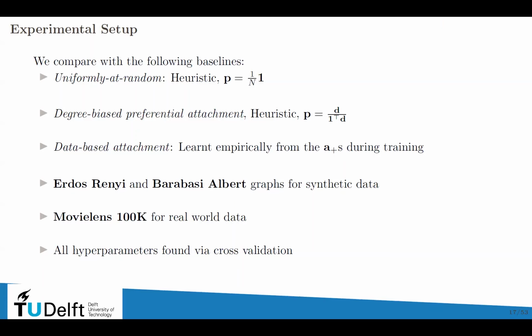Since we are dependent on a training set, it can be that in the training set we observe that some nodes are being preferred by the existing nodes. So we learn empirically the probabilities from that. But of course, it depends on the training set quality, right? And for synthetic data, Erdős–Rényi and Barabási–Albert, apologies for the spelling on those two names. We typically use them for synthetic data to see if we have something at all. And for MovieLens data, that's for recommender systems.